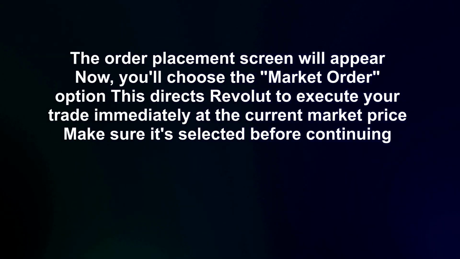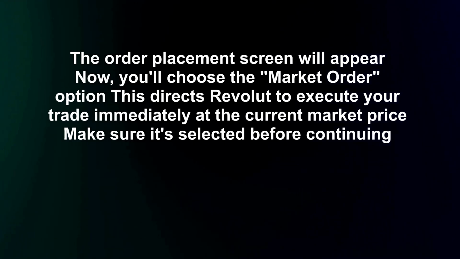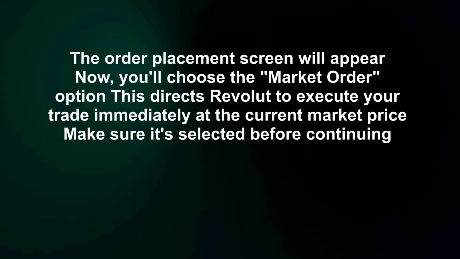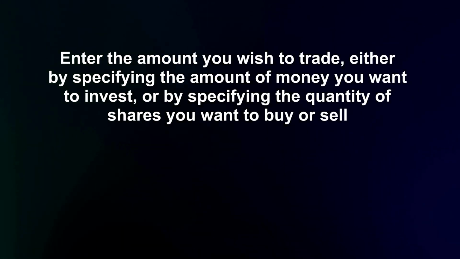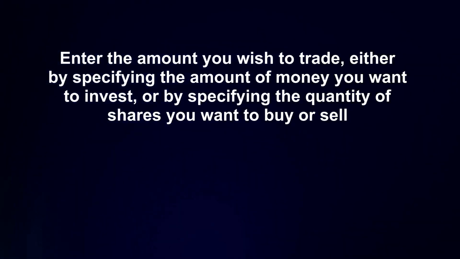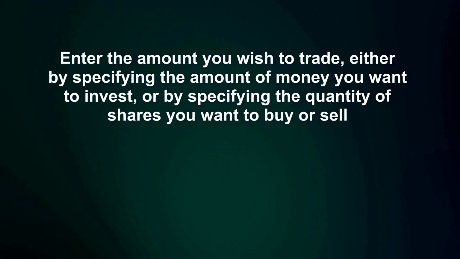You'll choose the market order option. This directs Revolut to execute your trade immediately at the current market price. Make sure it's selected before continuing. Enter the amount you wish to trade, either by specifying the amount of money you want to invest, or by specifying the quantity of shares you want to buy or sell.